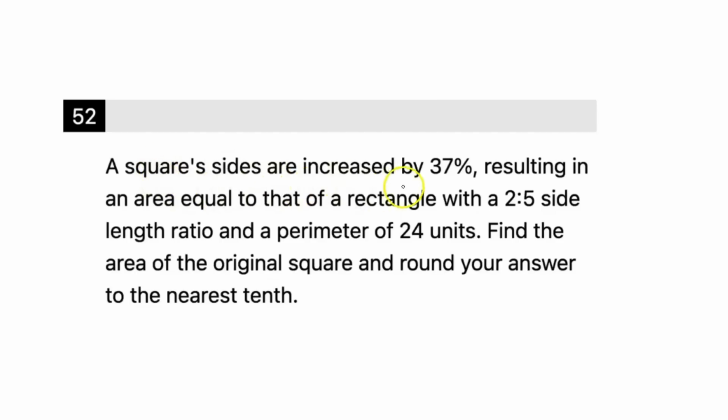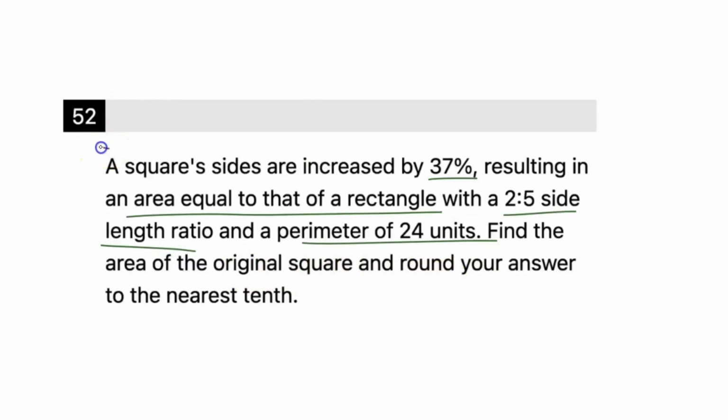It says the square sides are increased by 37%, resulting in an area that is equal to that of a rectangle with a 2:5 side length ratio in a perimeter of 24 units. Find the area of the original square and round your answer to the nearest tenth. So there's a lot to unpack here.